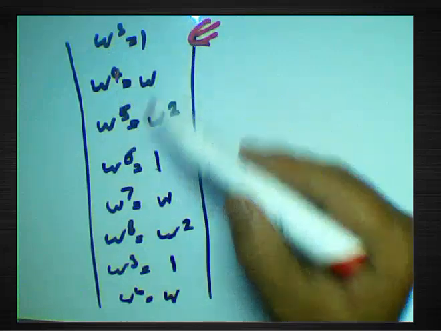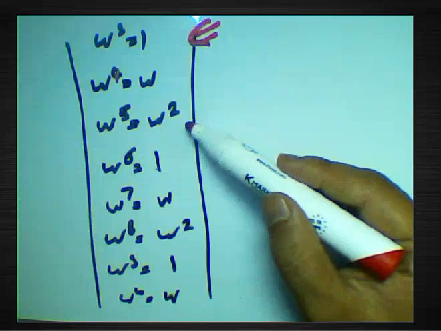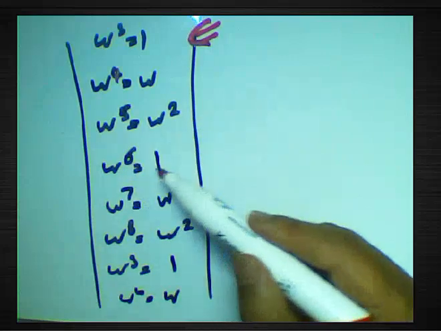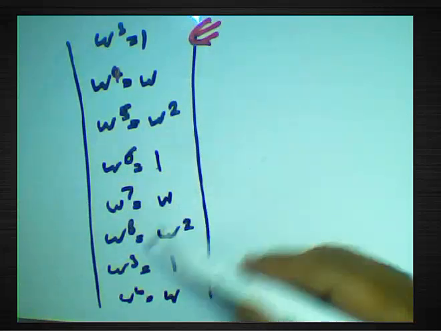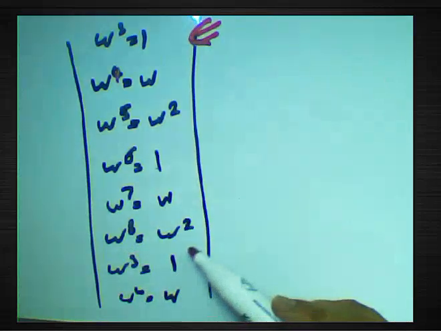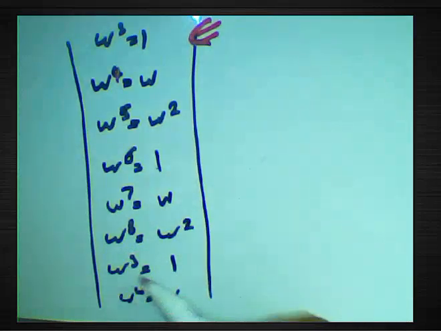Again: omega to the power 3 equals 1, omega to the power 4 equals omega, omega to the power 5 equals omega squared, omega to the power 6 equals 1, omega to the power 7 equals omega, omega to the power 8 equals omega squared, omega to the power 9 equals 1, and omega to the power 10 equals omega.